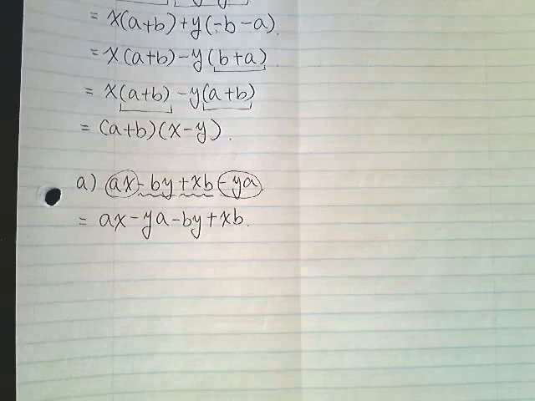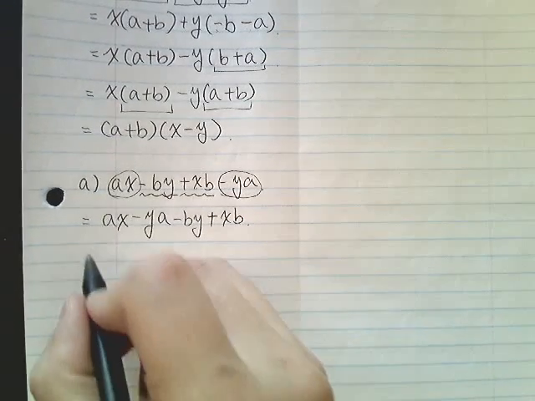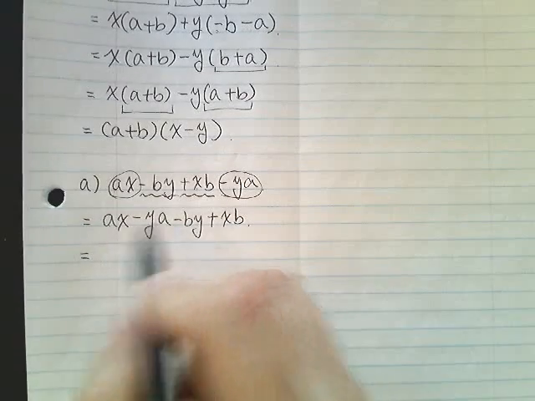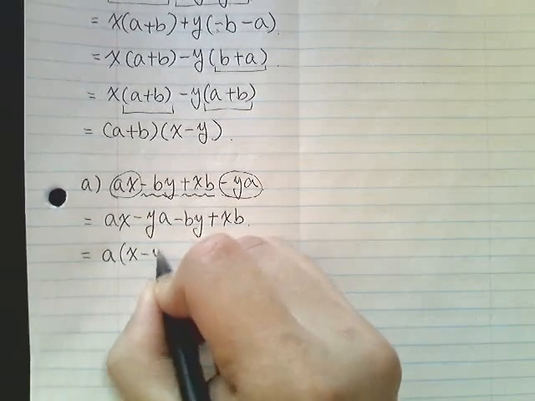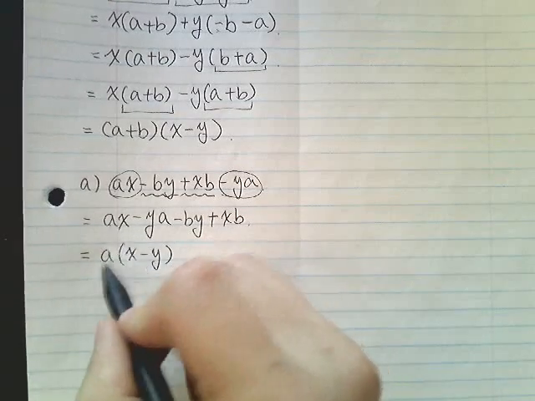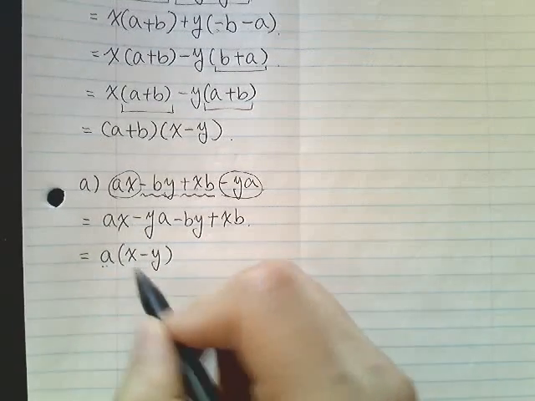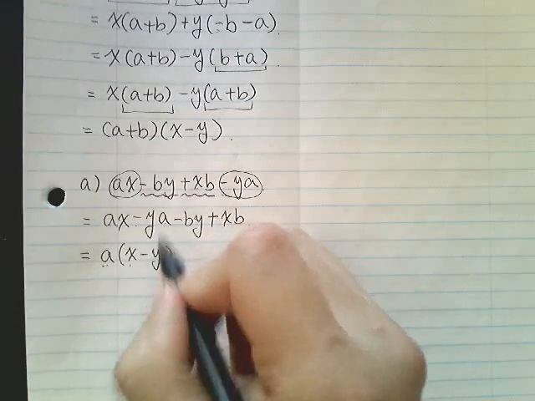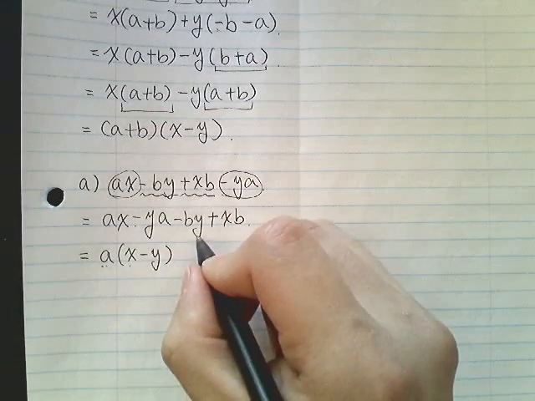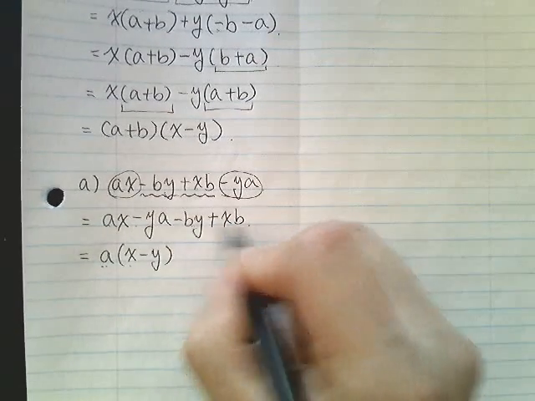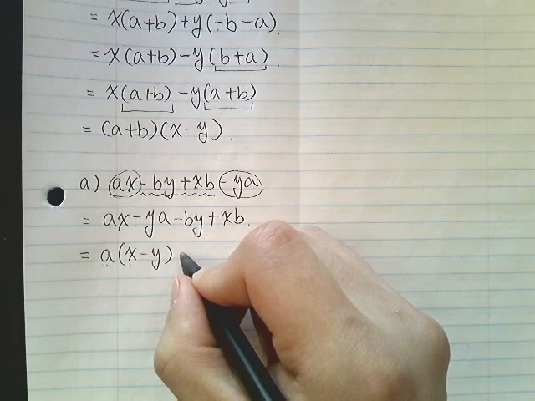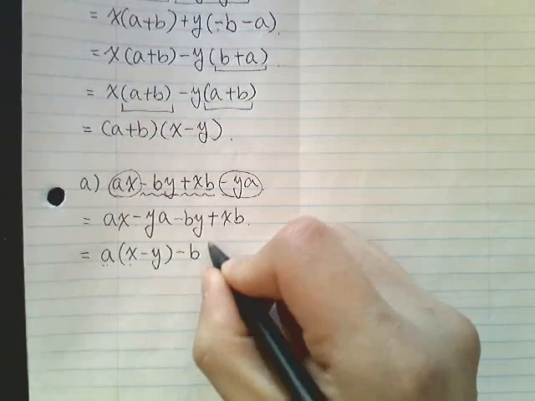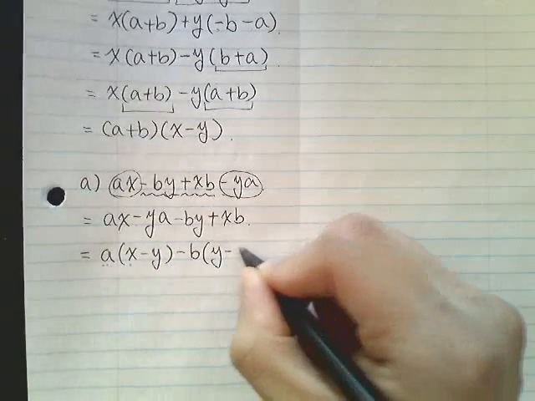The question is, will I be getting the same answer? You are supposed to. Okay, so let's see. A and a are the same, so a comes outside. Now x minus y, hopefully you know why. Ax divided by a is x. Negative ya divided by a is negative y. Same thing goes here. B is the thing, so I will take negative b out, and then I have y minus x.